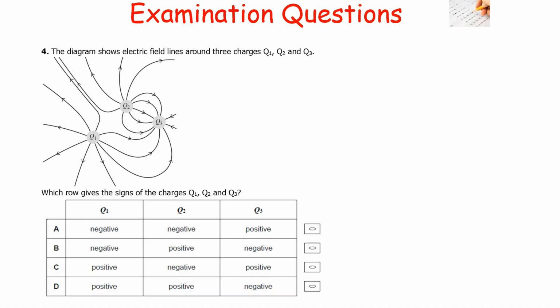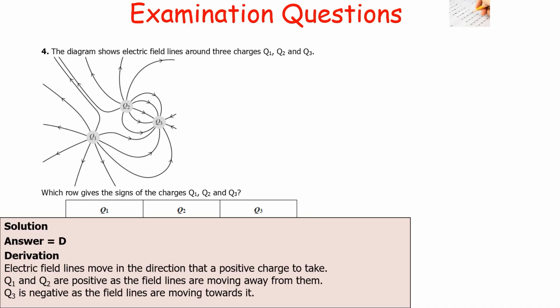Right, the answer here is D, because electrical field lines move in the direction that a positive charge would take. Now Q1 and Q2 are positive as the field lines are moving away from them. So positives repel positives, so the direction of arrows for a positive charge is away from the object. Now Q3 is a negative because the field lines are moving towards it, so therefore a positive charge will be attracted to it, indicating it must be a negative.